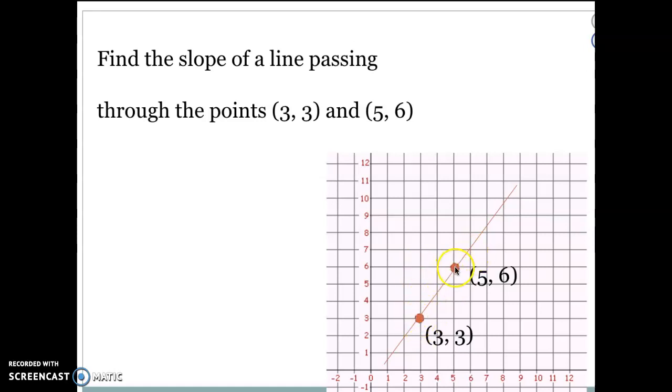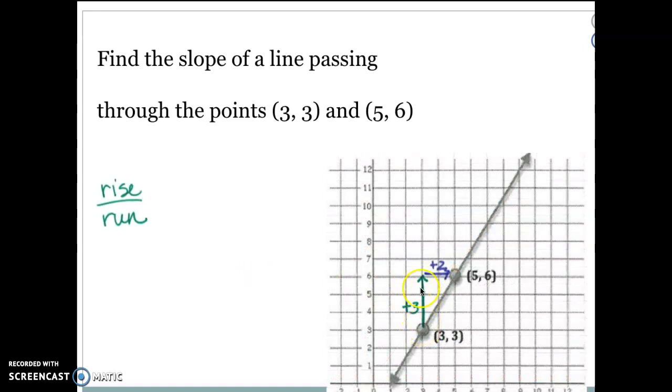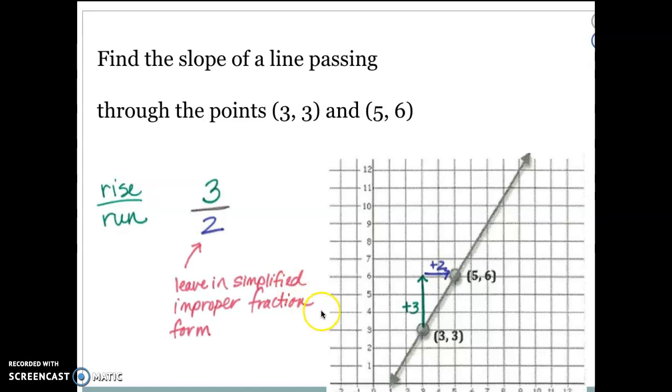So find those perfect intersection points on the grid lines and then count your rise and your run. So here we're going to rise 3 because the difference between 3 and 6 on my y is 3, and we're going to run over 2 because the difference between 3 and 5 on my x is 2 units. So this slope would be 3 over 2, and what we're going to do with these, because we want to see that ratio, is we're going to leave that in simplified improper fraction form.